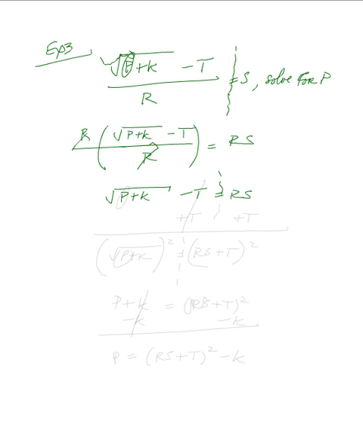Again, remember, just care about what's on the same side as p. There's my target. What's the thing furthest from the p? It's the t. What's it doing? It subtracted, so I'm going to have to add. And what I do to one side, I always have to do to the other. So now I have square root of p plus k equals rs plus t.